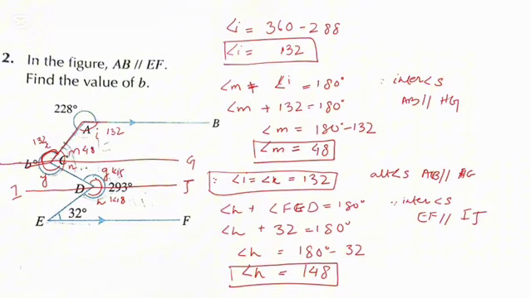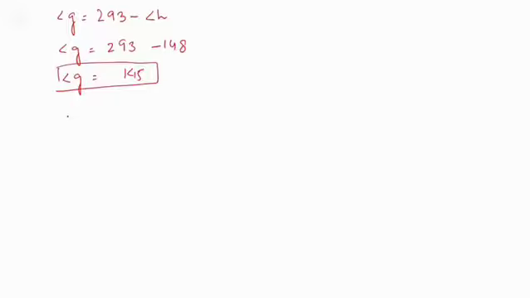Now we can also see that this transversal is also making a Z. So angle G is an alternate angle of this angle Y. So angle G is equal to angle Y, that is 145 degrees. Since angle G and angle Y are alternate angles, angle Y is equal to angle G, that is 145 degrees.